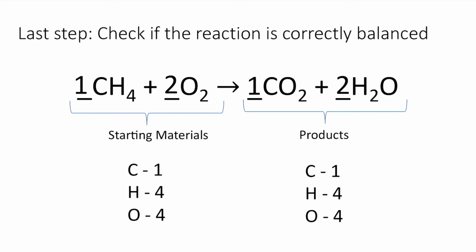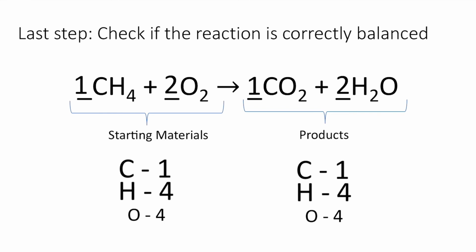And our last step is to check if the reaction is correctly balanced. I have 1 carbon on the starting material side, 1 carbon on the product side, 4 hydrogen on the starting materials, 4 hydrogen on the product side, 4 oxygen, and another 4 oxygen. Therefore, the reaction is correctly balanced.